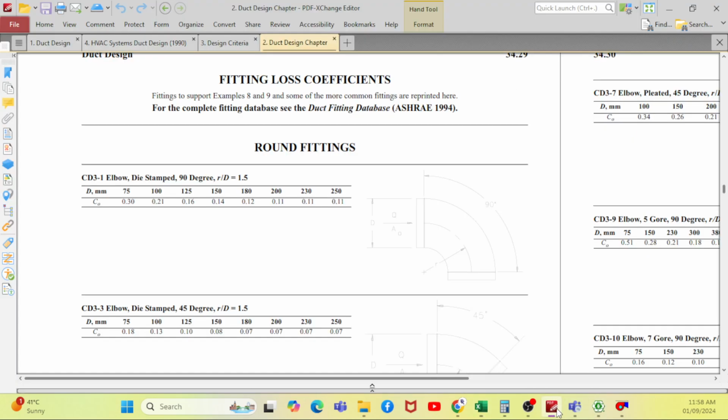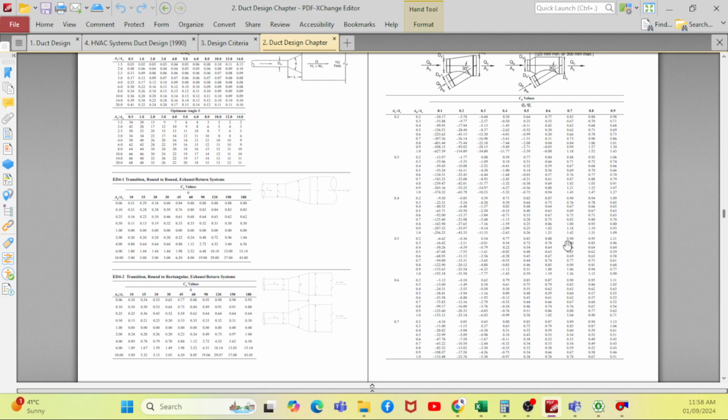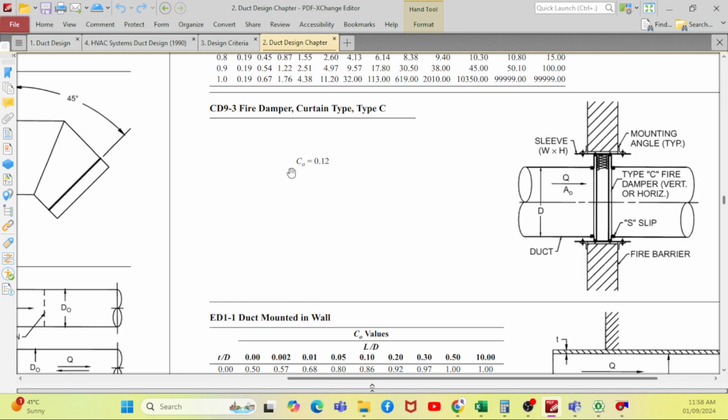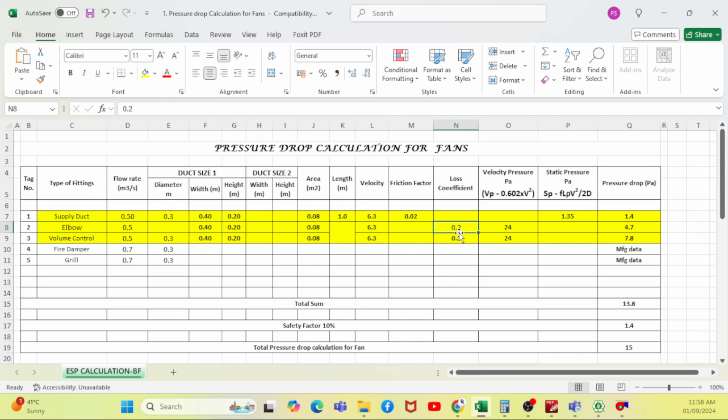If you go to any other fittings, say for example a fire damper, see, for the curtain type fire damper they have given the coefficient directly here. So you can take the value here, go to the Excel sheet, feed the value there, and then you can calculate the pressure drop.